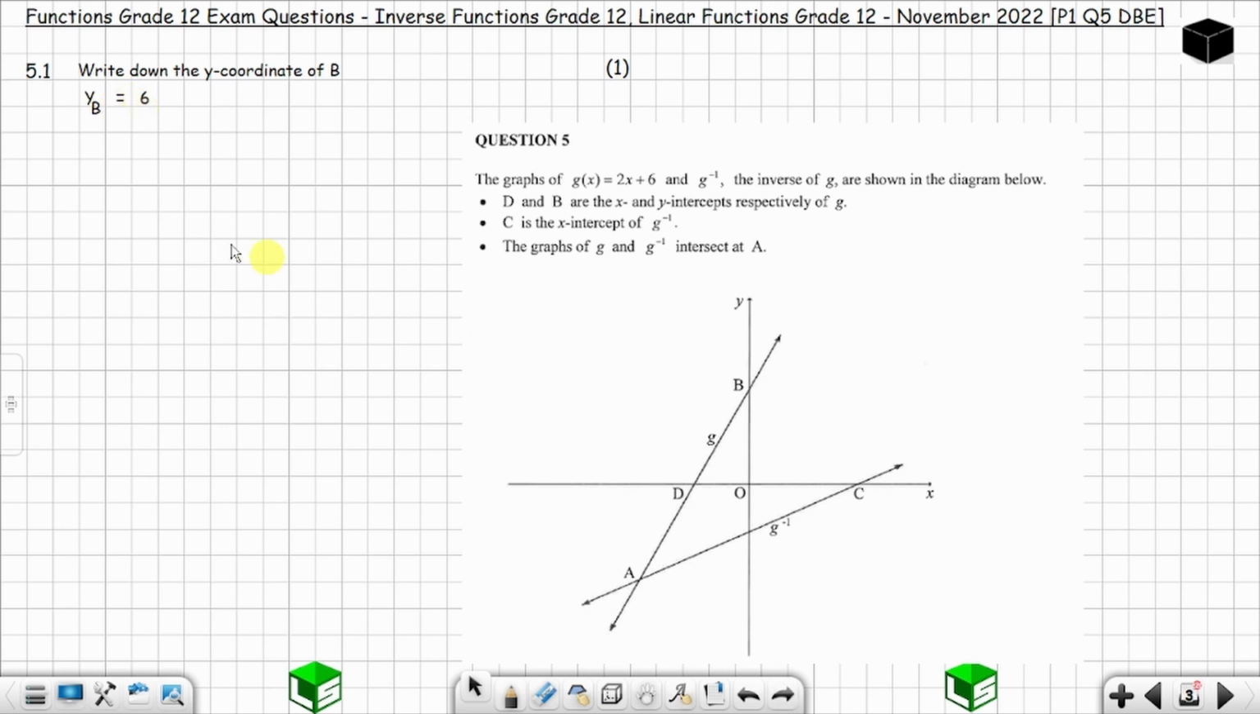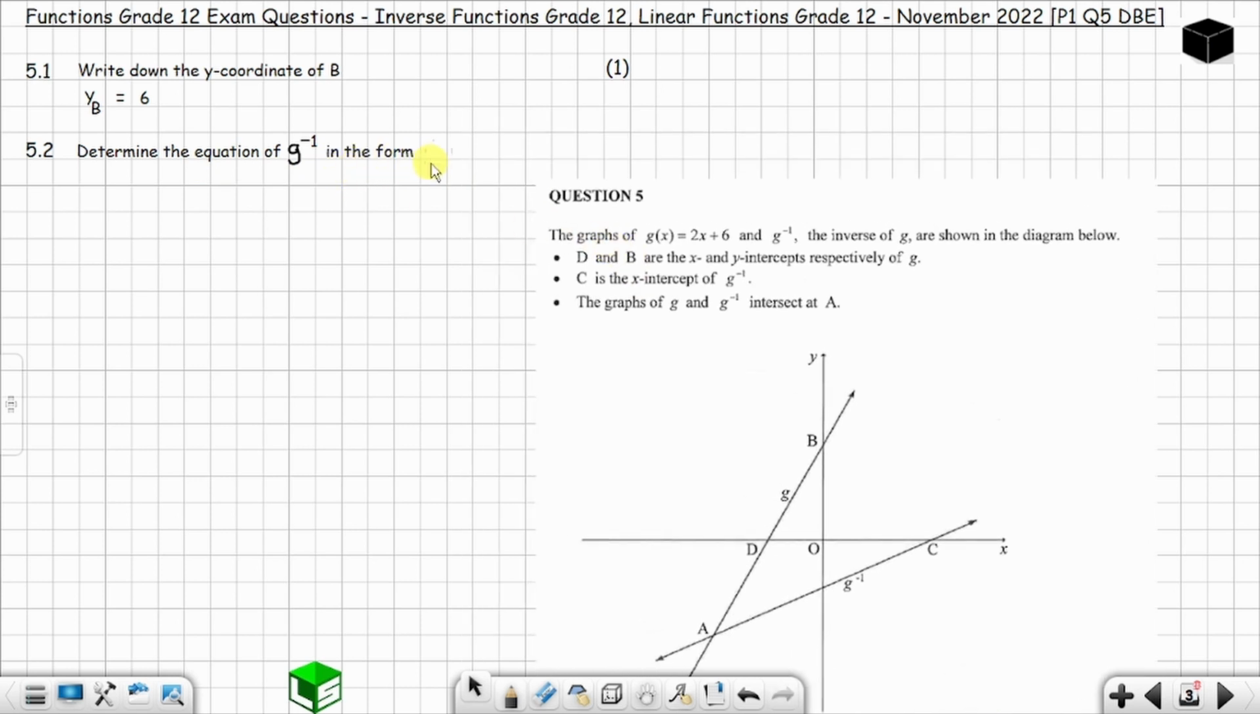Now the next question, 5.2: determine the equation of the inverse of g in this form, the inverse of g is equal to mx plus n. The question is 2 marks. You need to determine the inverse of g, so you need to determine the equation of this line. You have to determine it in the form mx plus n.